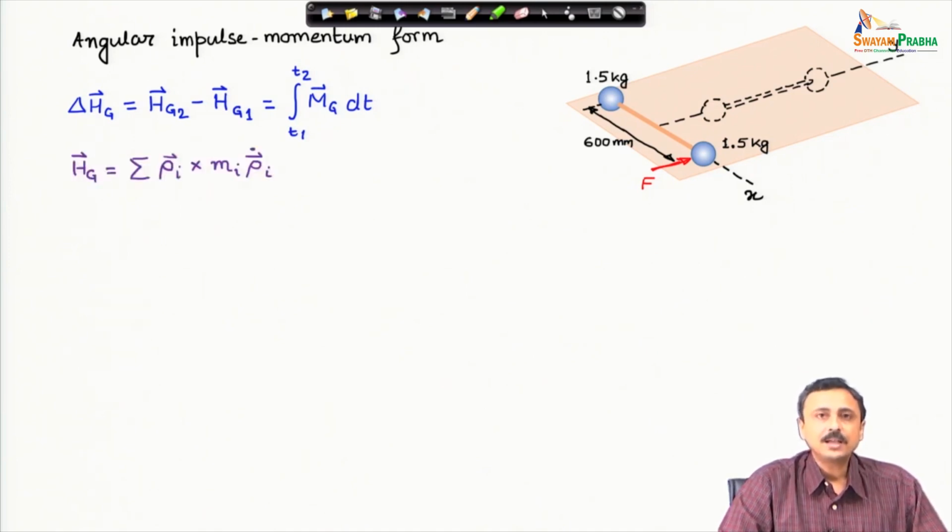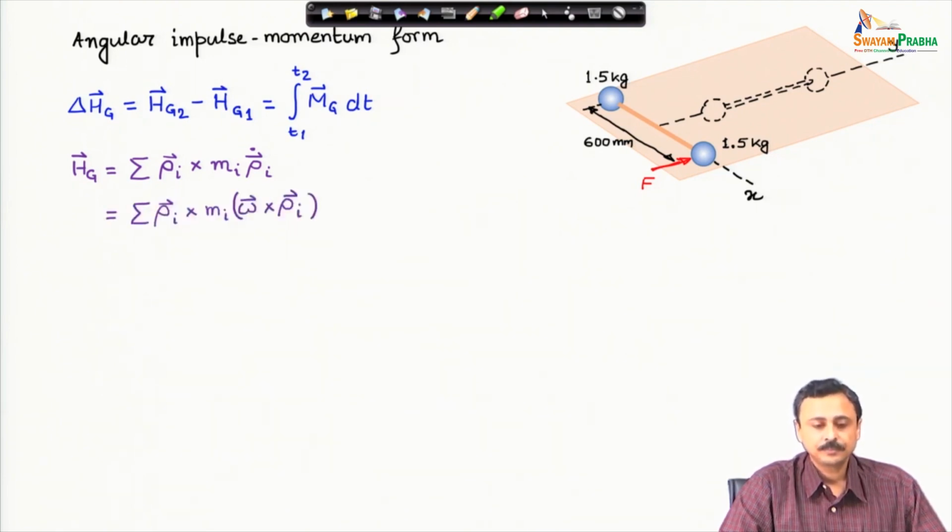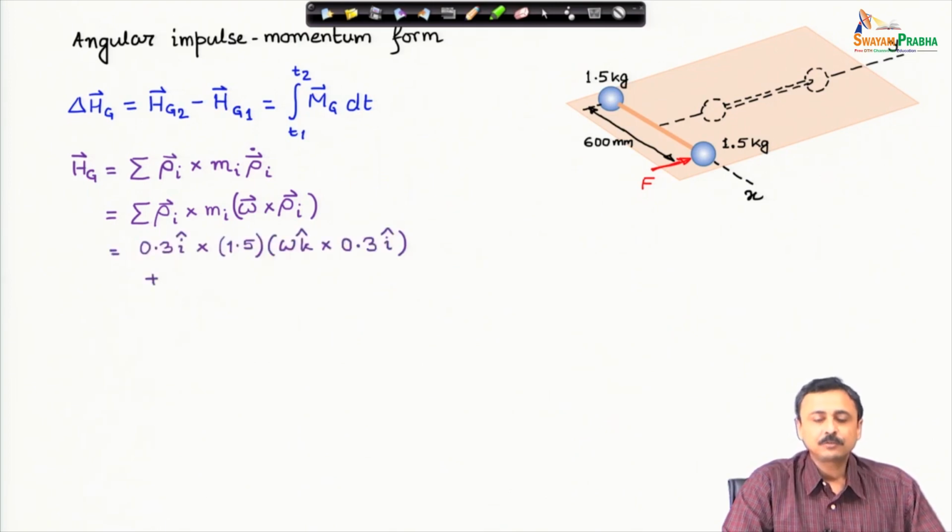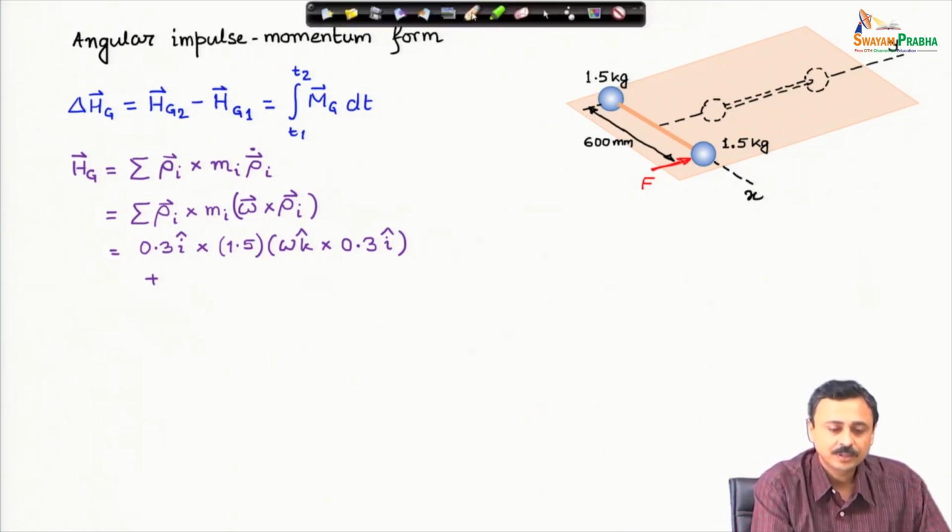Now, what is the angular momentum of the system about the center of mass? It is the same as the relative angular momentum about the center of mass. So, summation of rho_i cross m_i rho_i dot. And here we have two mass particles connected by a rigid rod or a rigid frame. Therefore, rho_i dot is omega cross rho_i, as we have discussed before. Therefore, I can substitute these expressions, these vectors, for the two mass particles.